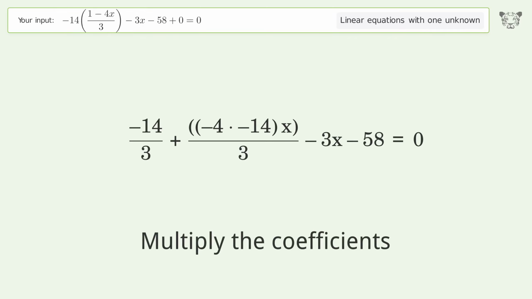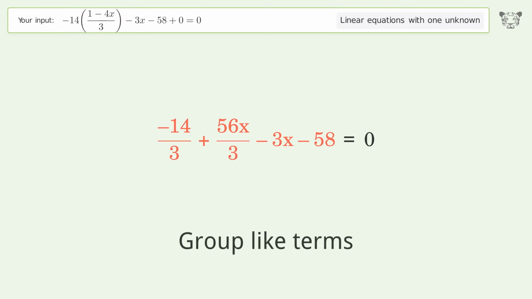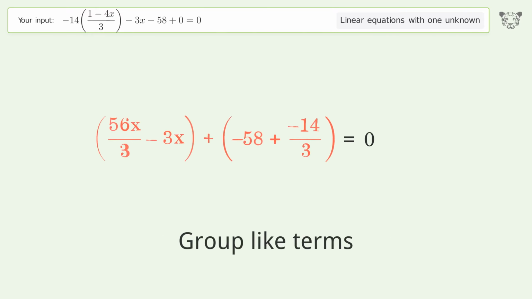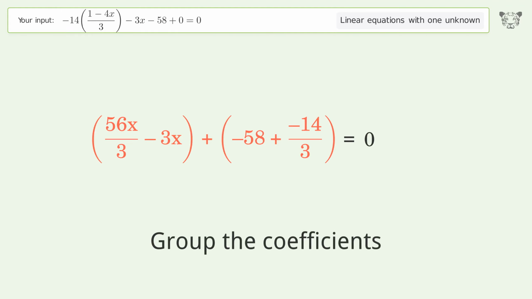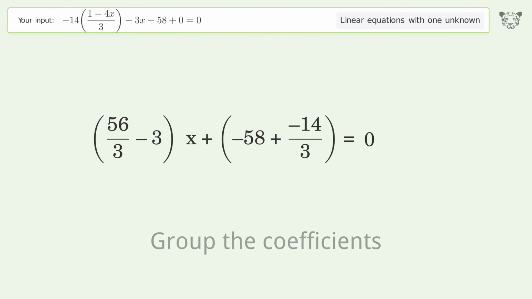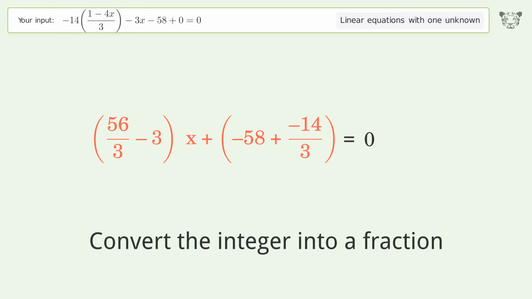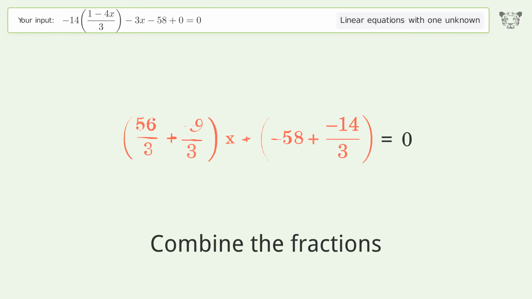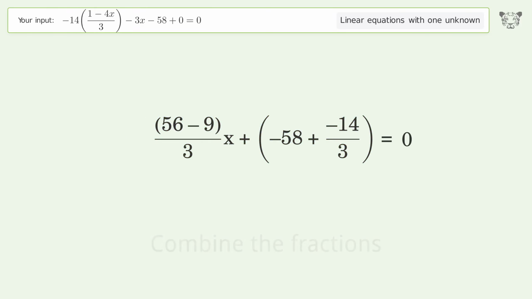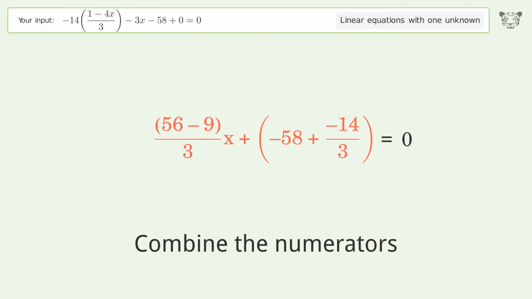Multiply the coefficients. Group like terms. Group the coefficients. Convert the integer into a fraction. Combine the fractions. Combine the numerators.